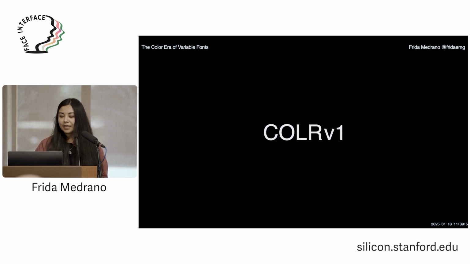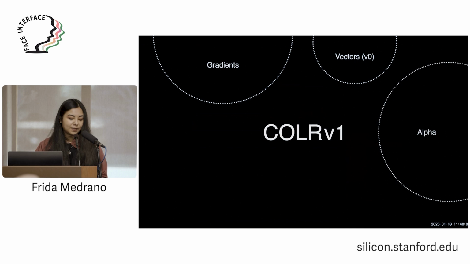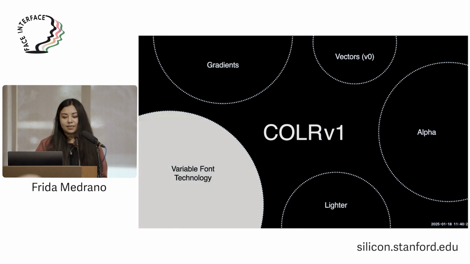And yeah, in summary, Color B1 builds on vector-based graphics as its foundation, but it expands its capabilities by supporting gradients and transparencies. It's also a little bit more lightweight than big images and complex SVGs. And in my opinion, the best part is that it uses the variable font technology too.